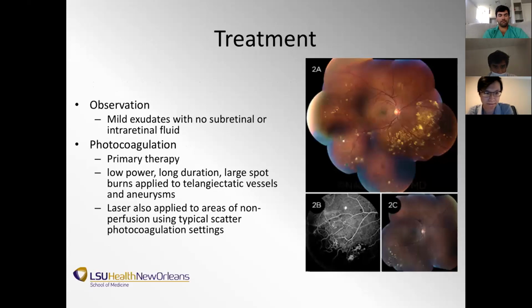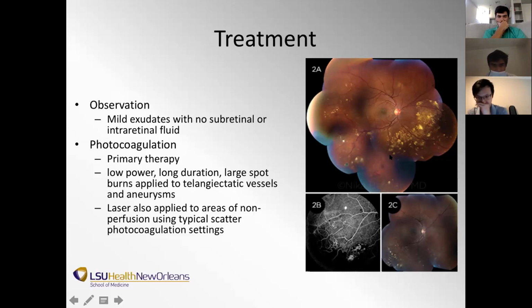In terms of treatment, for very mild cases with no subretinal fluid or intraretinal fluid, you can opt for observation if you're going to be conservative. The primary therapy nowadays is photocoagulation, and that's directed by the IVFA. So you apply the laser to the areas where you see the telangiectatic vessels and the aneurysms. You use a lower power, longer duration, and a large spot size. The goal is to prevent the blood vessels from continuing to leak. You can also apply laser to the areas of non-perfusion with typical scatter photocoagulation settings.